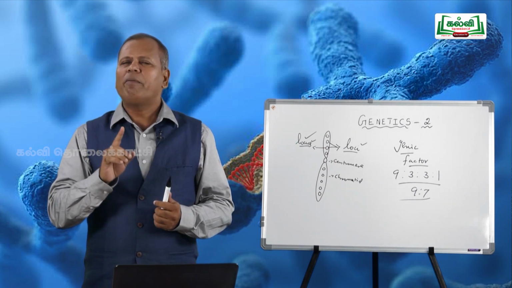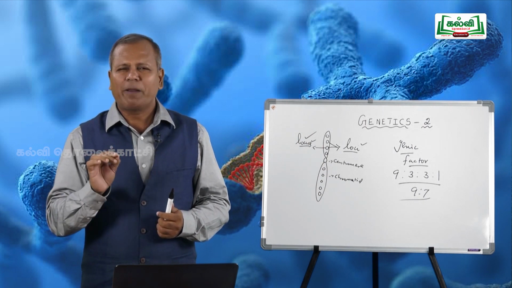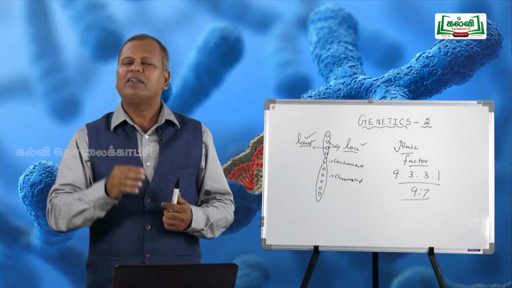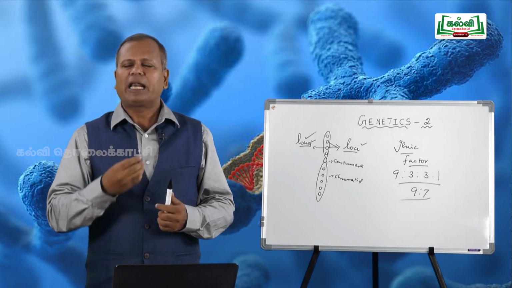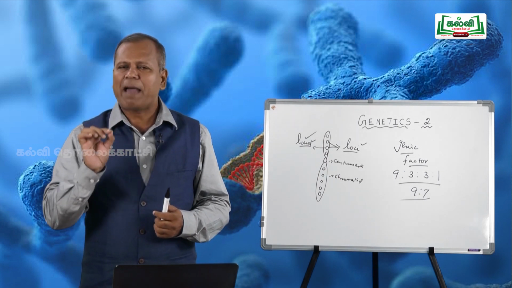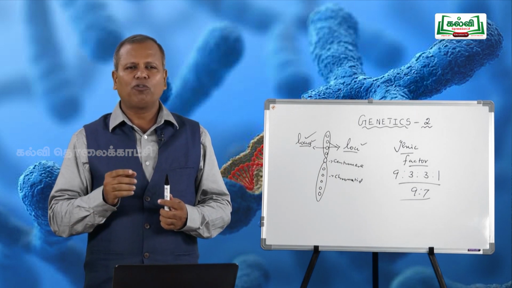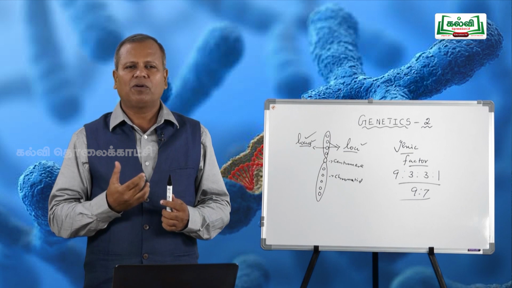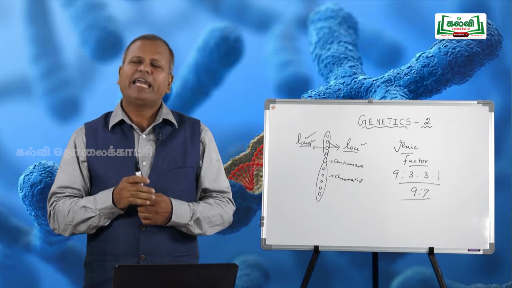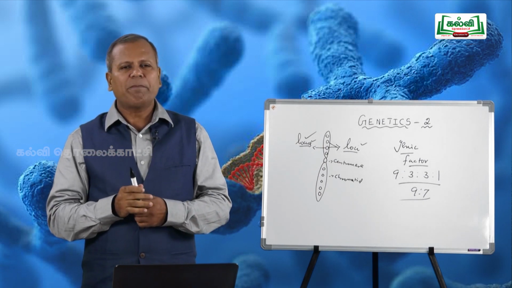Number 1, dominant epistasis, the ratio is 12:3:1, reported in Cucurbita pepo, the summer squash plant. Second is recessive epistasis, reported in Antirrhinum majus plant. The common name is snapdragon, 9:3:4. Duplicate recessive genes, the ratio is 9:6:1. It is also reported in the fruit color of Cucurbita pepo, the summer squash plant.